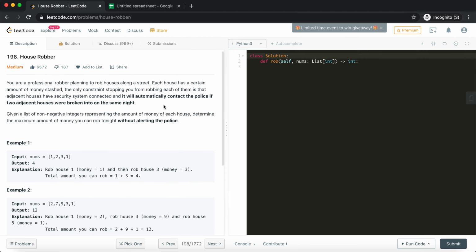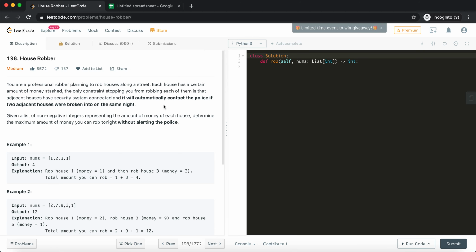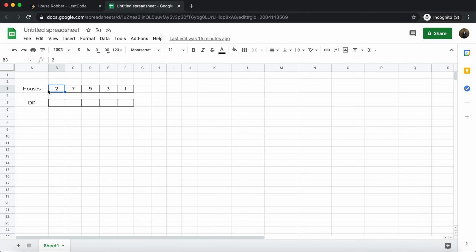This particular problem can be solved using dynamic programming. It is one of the classic dynamic programming questions, so I'll explain how the solution works. Here I've taken an example with 5 houses, each with this amount of money. In the dynamic programming approach, we have a DP array, and each item in the DP array will represent the maximum amount of money that can be robbed till this point.